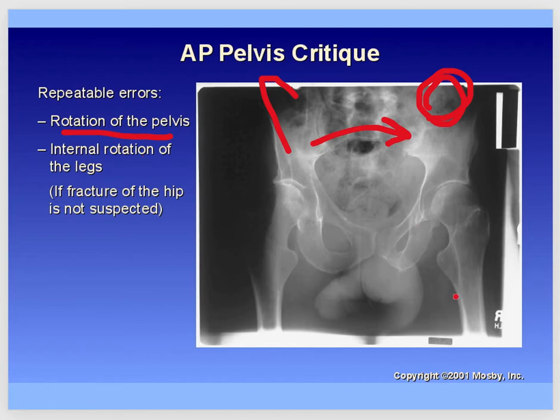Internal rotation of legs is non-existent, so you need to rotate those legs in, if fracture of the hip is not suspected, which it doesn't look like there is a fracture here. So you need to rotate those legs in and then make sure that you're centered appropriately. This centering is too low for this patient. It needs to be centered just a little bit higher.